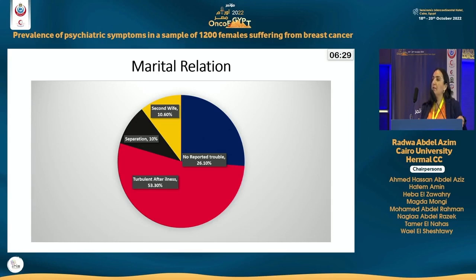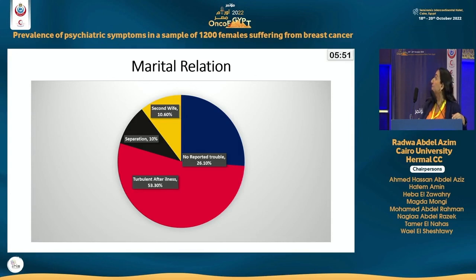So what happened to their marital relationship? 10% of the sample had to go into divorce or separation. 53% turbulent after illness. So the partners could not really hold through. And this is so important because that entails that we do need to address partners in treatment. There must be partner sessions on how to handle their anger, sadness, how to deal with the patients. We cannot just overlook it and focus on the patient.